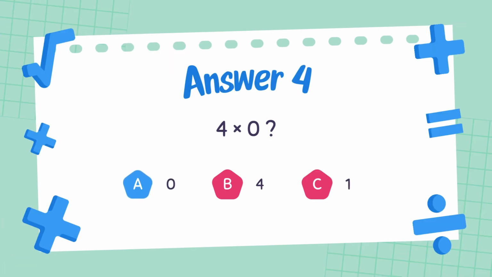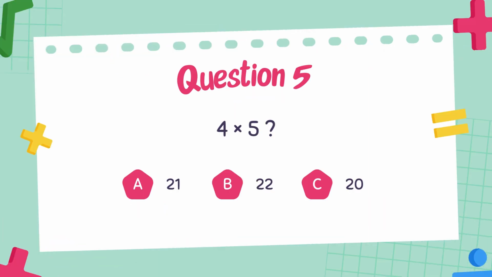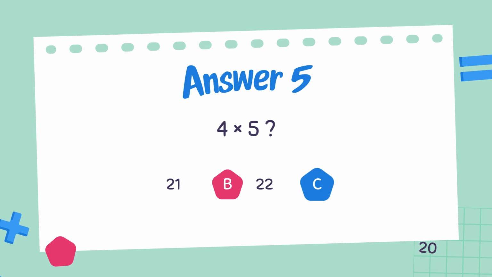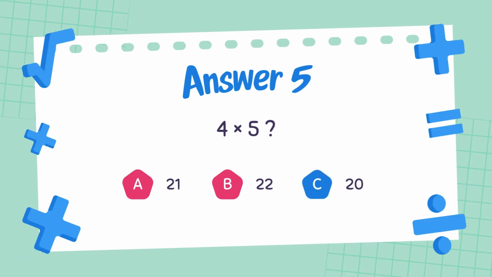Well done. Question 5. What is 4 times 5? Is it A, 21, B, 22, or C, 20? The answer is C, 20.